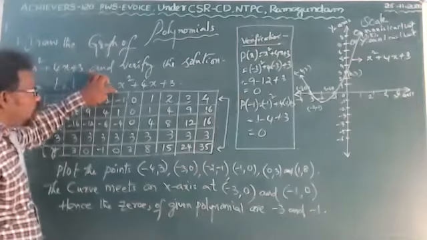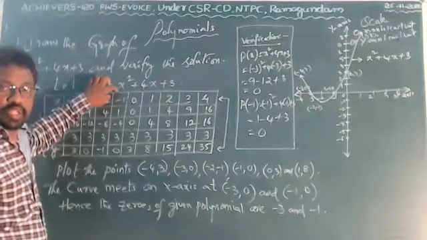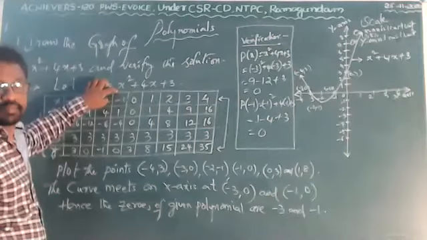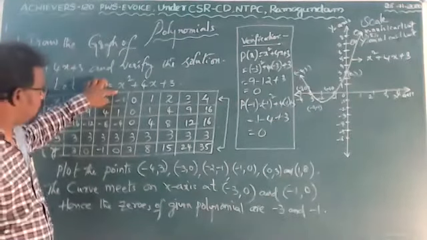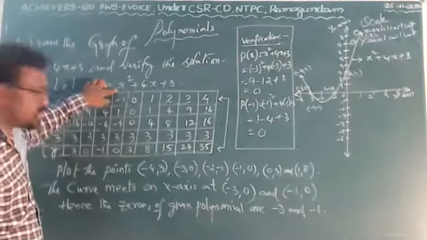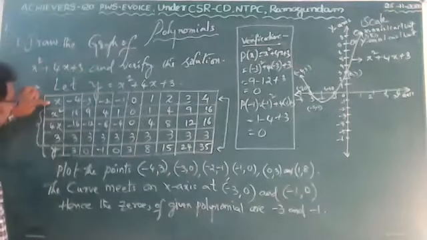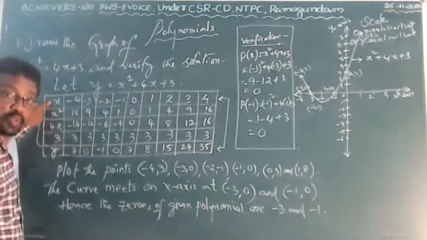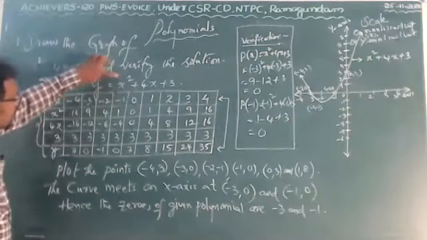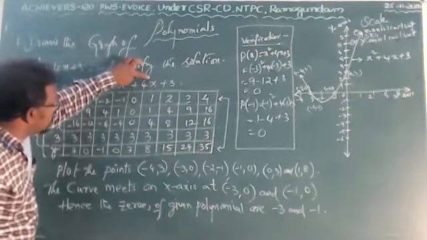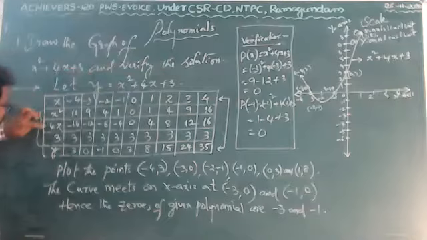Let y is equal to x square plus 4x plus 3. Let us take y is equal to x square plus 4x plus 3. Then take here the x values. Next, the x square term, the 4x term, and the plus 3 term.